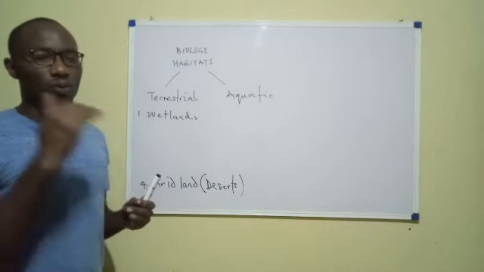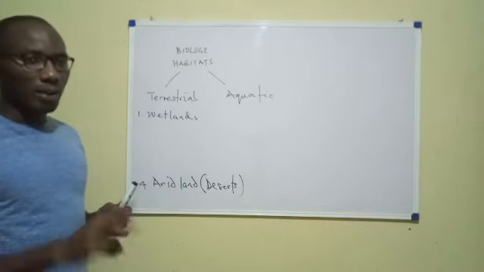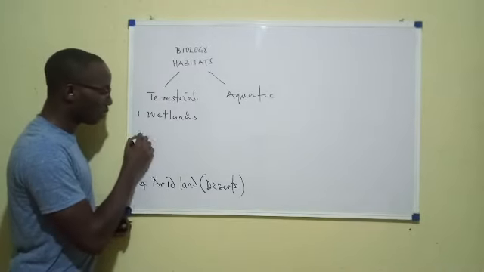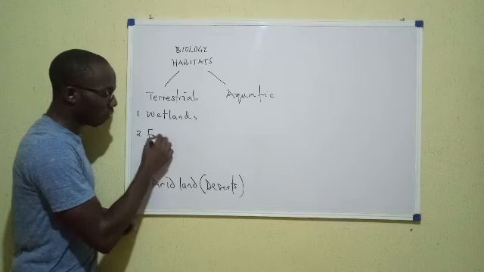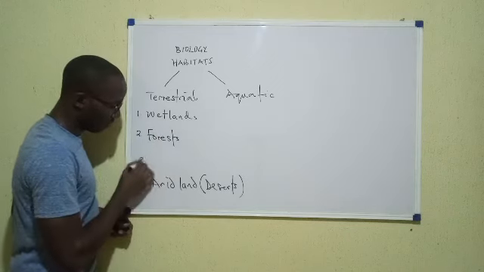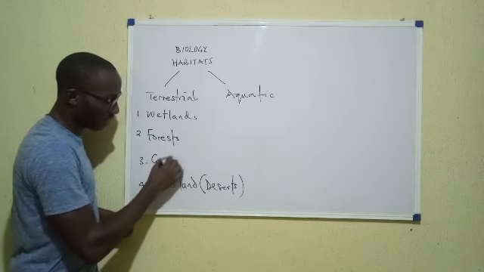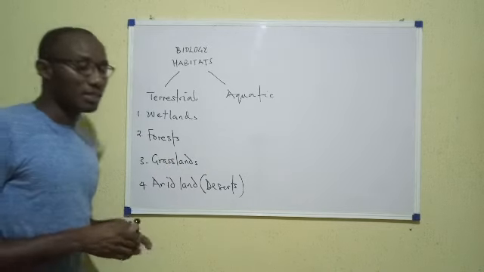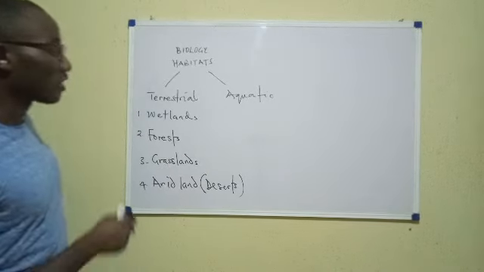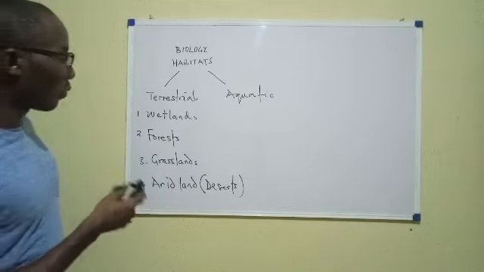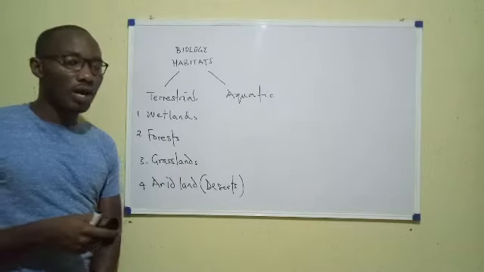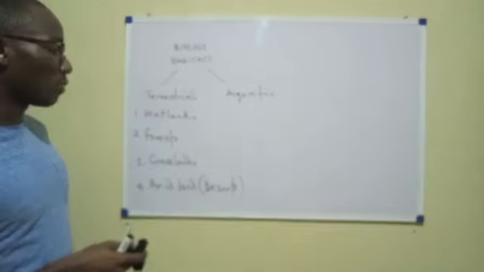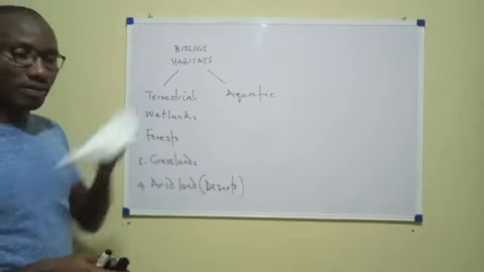Now, in between the wetlands and the dry lands, we have two other forms of terrestrial habitats. So on number 2 here, I'm going to write forests. And number 3, I'm going to write grasslands. Which means that the terrestrial habitat is actually of 4 types. The extremely wet, which we call the wetlands. The extremely dry, which we call the arid land or deserts. Then in between, I said we have the forests and we have the grasslands.